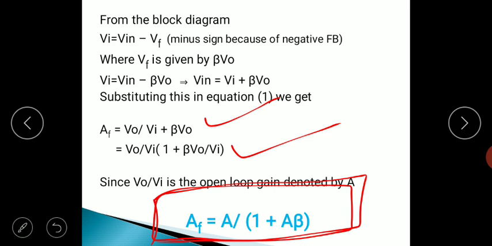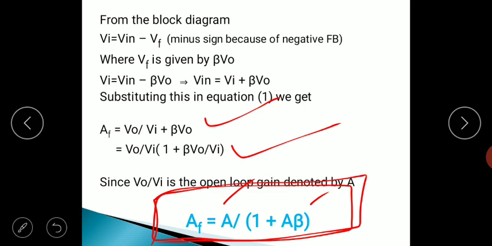And from this expression, you can see that the closed loop gain of the amplifier is less than the open loop gain A by a factor of 1 plus A beta, because here we are dividing the open loop gain A by 1 plus A beta.